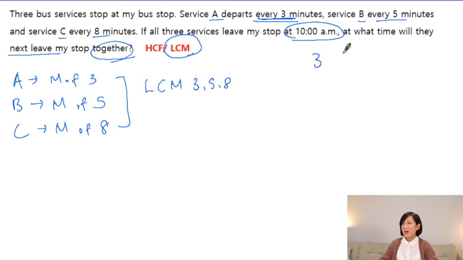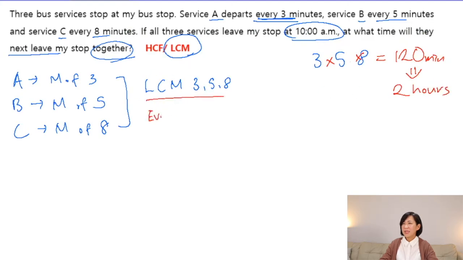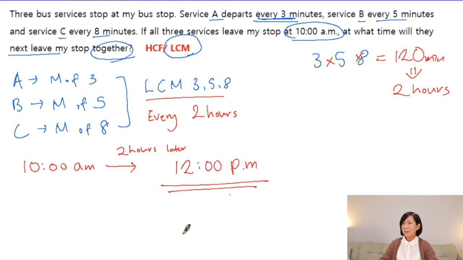So now we just multiply the numbers all together because we can't see any common factor, right? So times them together. That gives you 40 times 3 is 120. And check your unit is all in minutes, right? So 120 minutes is 2 hours. So every 2 hours, the services leave the same stop. Since all services leave at 10 a.m., after 2 hours later, that is 12 p.m.